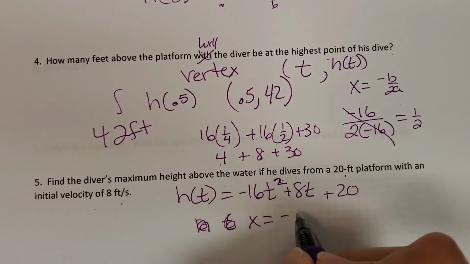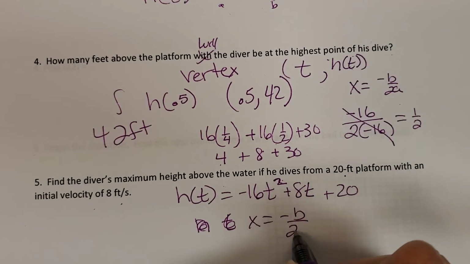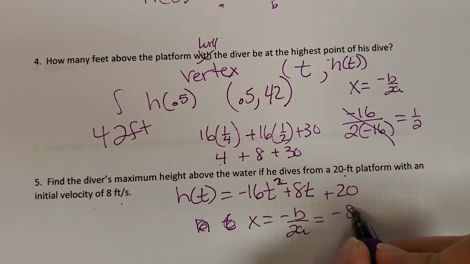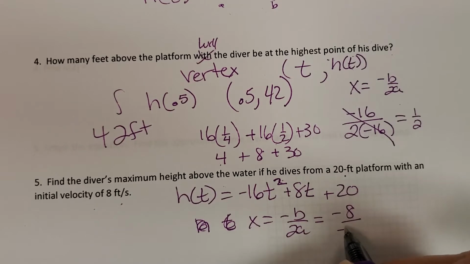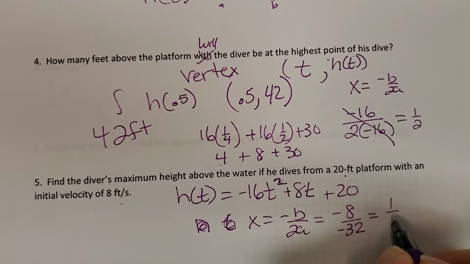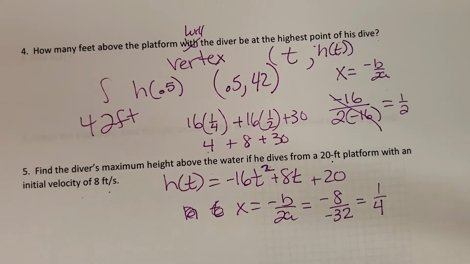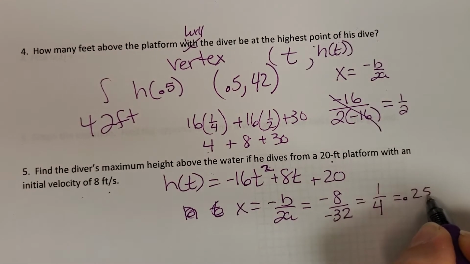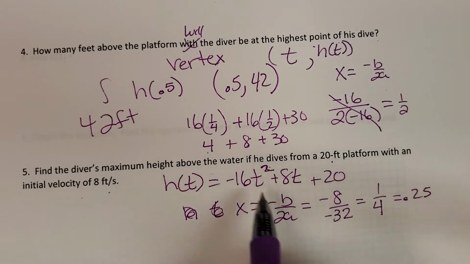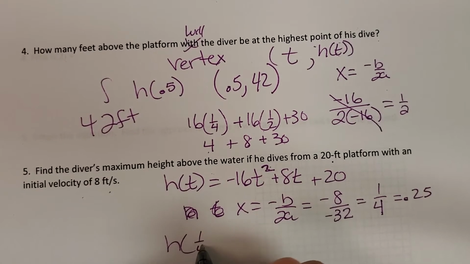x equals negative b over 2a, right? That's our axis of symmetry formula. So the opposite of 8 over negative 32, which is 1/4. 8 goes into 32 4 times. So, or, right, we can say 0.25. And then we plug that back in. We find h of 1/4.